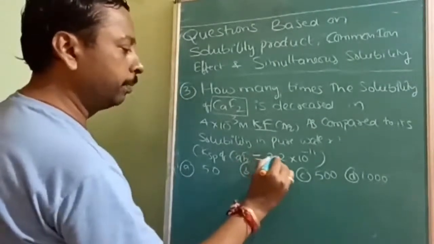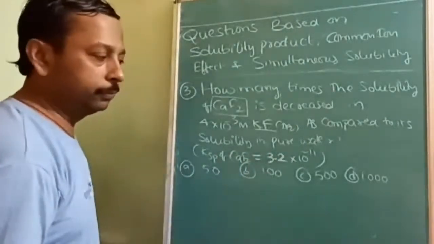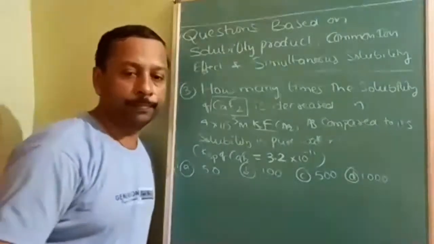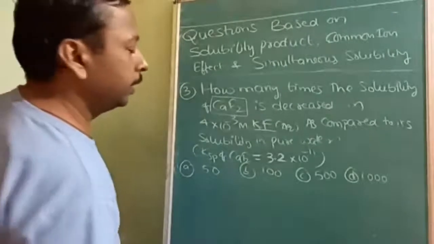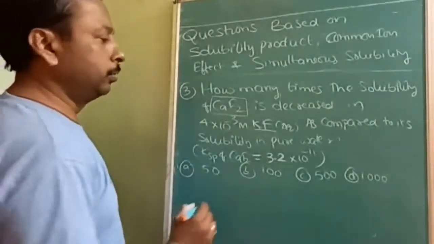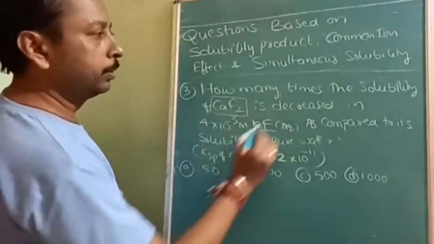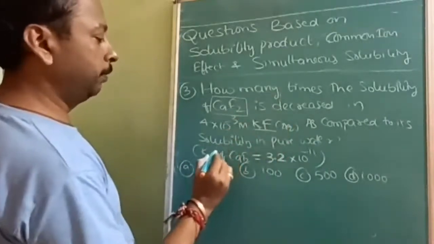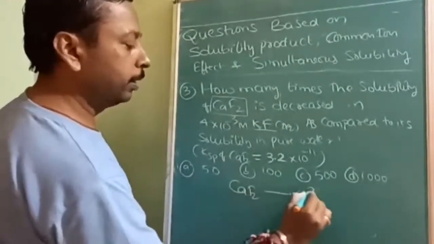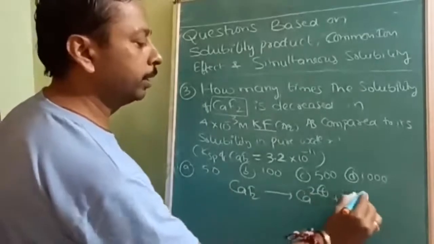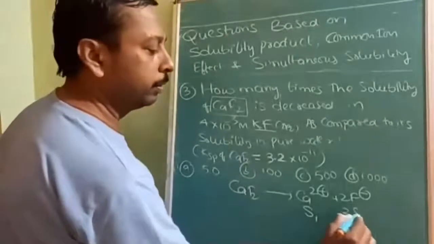The options are 50, 100, 500 and 1000, and the Ksp of CaF2 is 3.2 into 10 to the power of minus 11. As this is the first question I am explaining, listen carefully. We have to find out two solubilities. First in pure water, CaF2 gives Ca2 plus and 2F minus. Let us take the solubility as S1, so this will be 2S1.